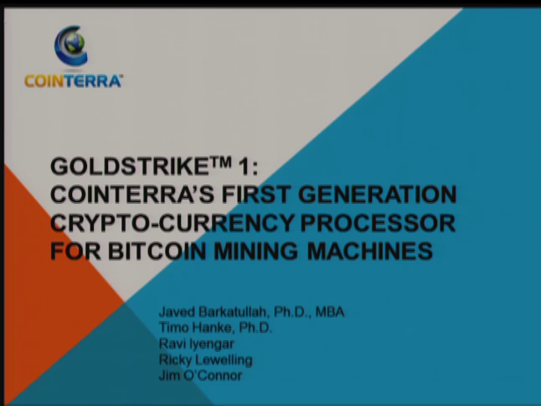Javed is currently Senior Director of Engineering at Cointerra. He received his Master's and PhD in Electrical and Computer Engineering from the University of Iowa and an MBA from Willamette University in Oregon. Javed has over 23 years of experience in research, design, and development of high-performance microprocessors, SoCs, and custom processors. And he has worked in the past at Intel, NVIDIA, and several technology startups.